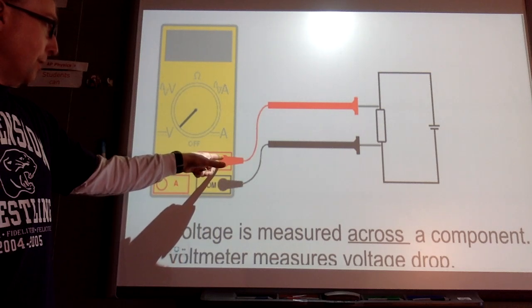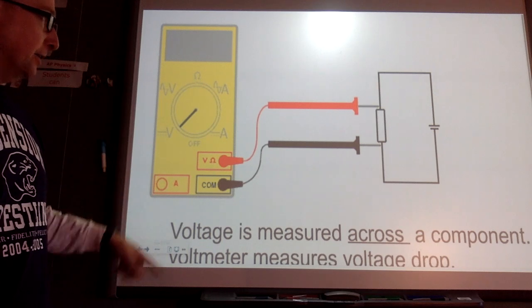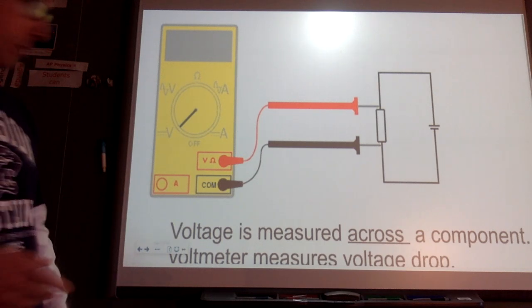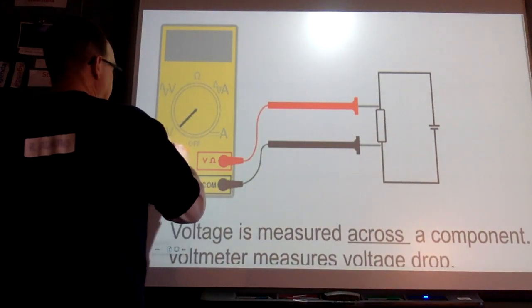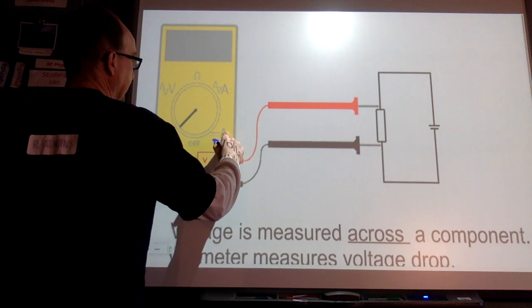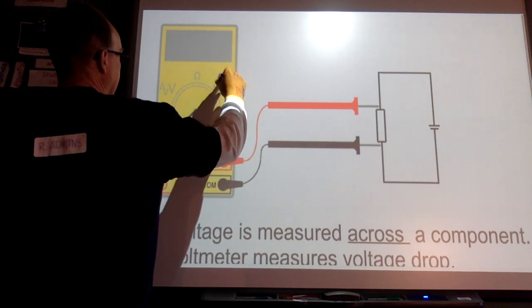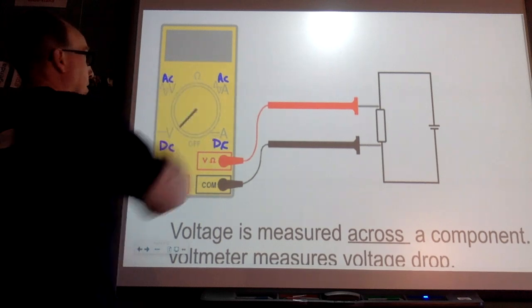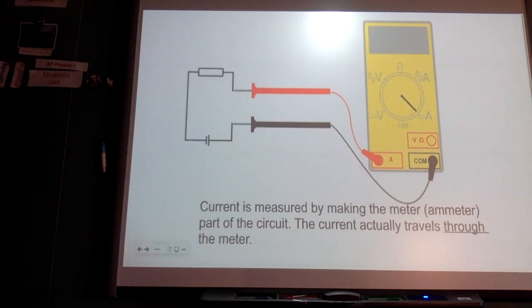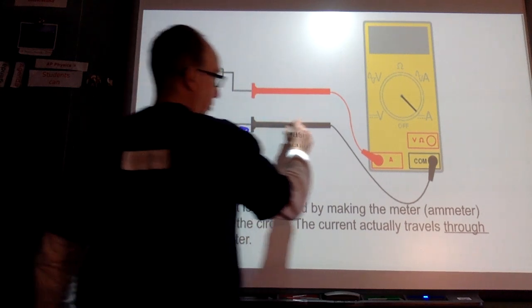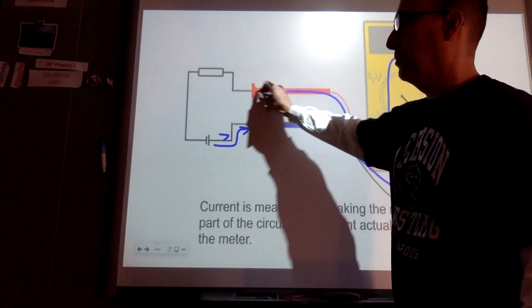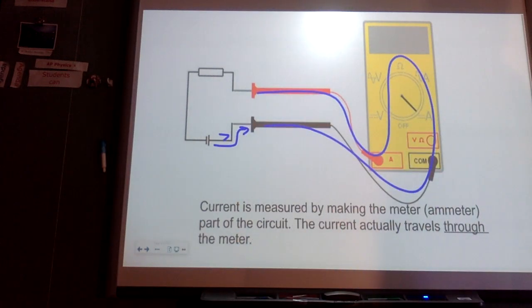For current, we're going to have to switch this to this port, and the current will actually go through the meter. The straight lines on here tell us that it's DC. The squiggly lines, the sine curve, tells us that these up here are AC. And here we can see, if we trace the path of conventional current, it actually has to go into there and go down, and you can see that the port actually changed.